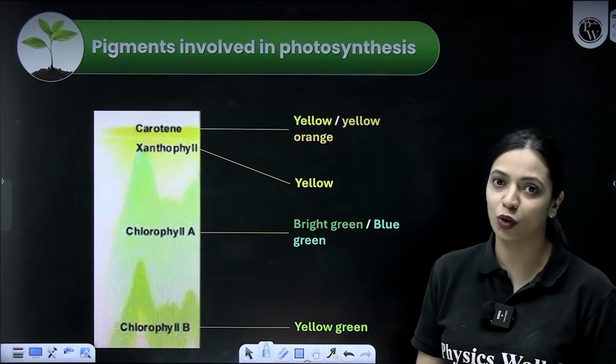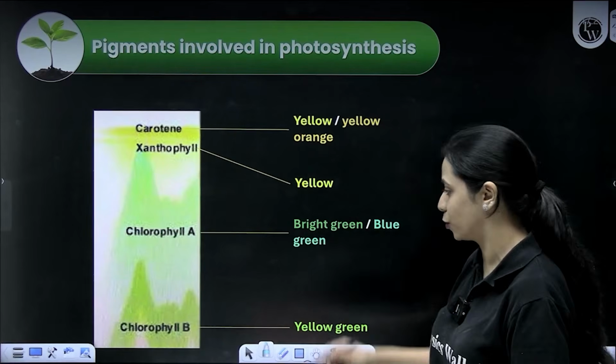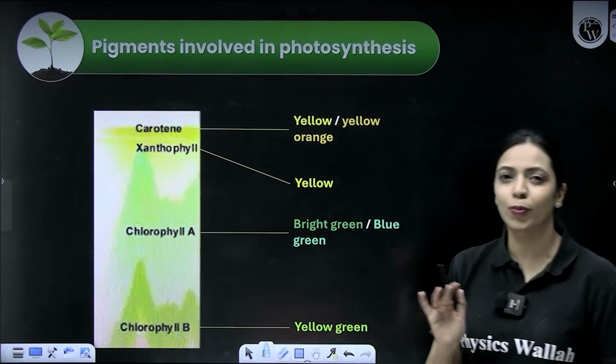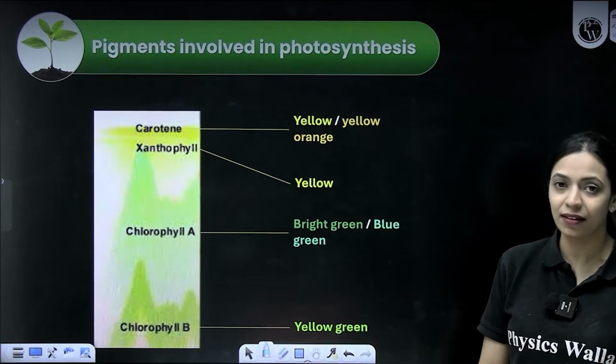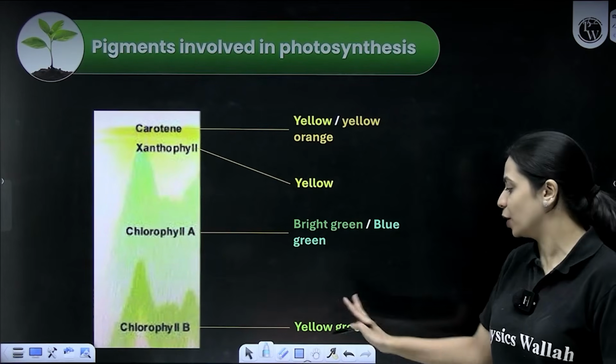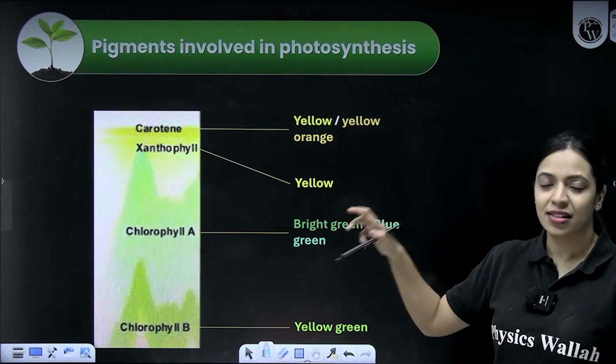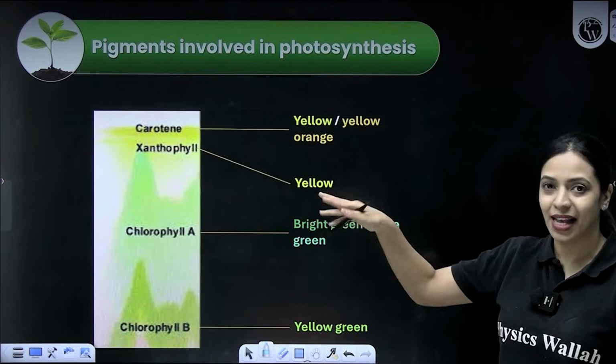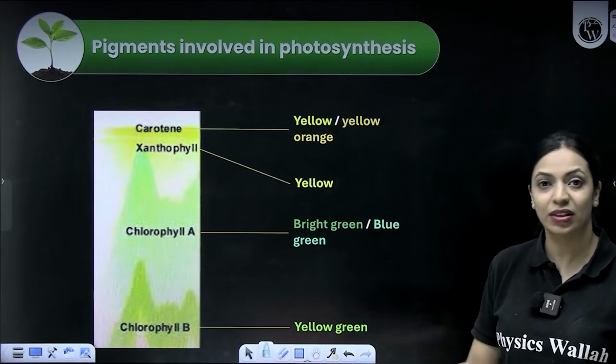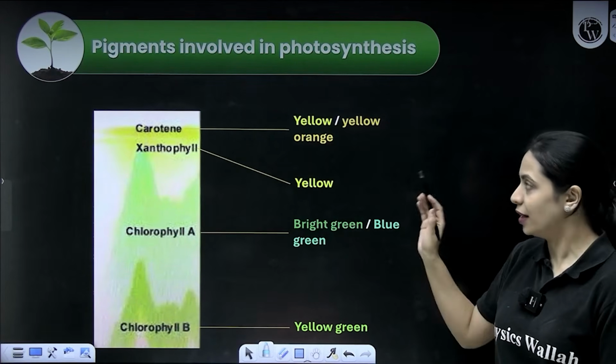Of course, you will have chlorophyll A, chlorophyll B, carotenes, xanthophylls. Chlorophyll A appears somewhat bluish green to bright green in color, and chlorophyll B appears yellowish green. Carotenes are yellowish to orange, xanthophylls are yellow. So these are the pigments that you can find in plants.